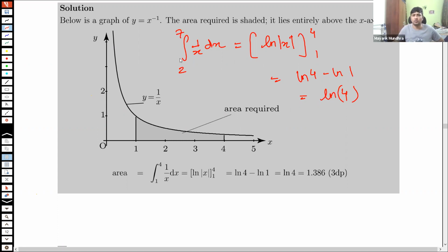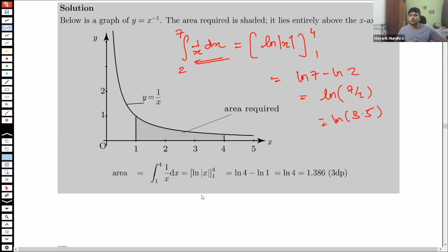Yeah. So what's this value between 2 and 7? So log of 3.5. Very good. So this becomes log of 7 minus log of 2. So that is log of 7 by 2. So that is log of 3.5.